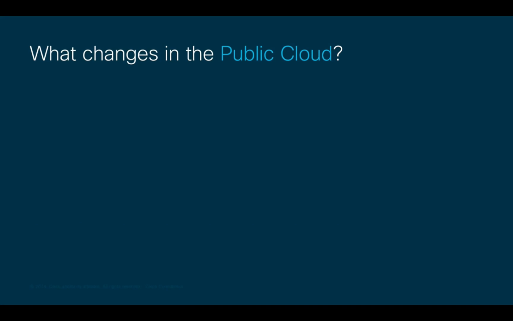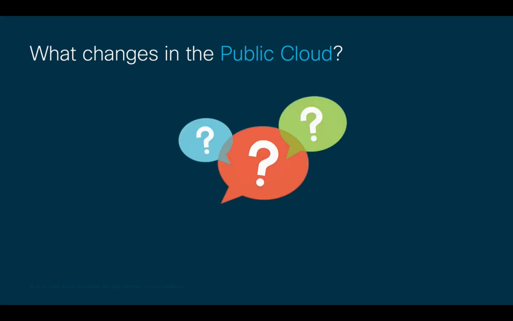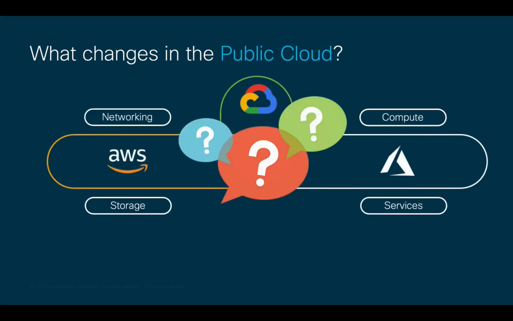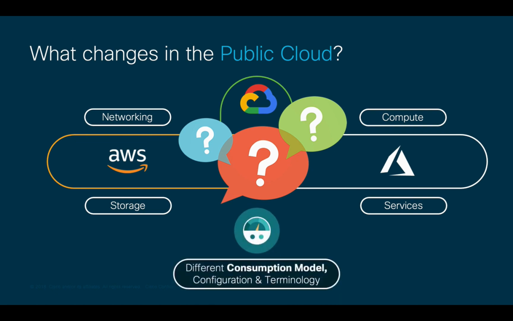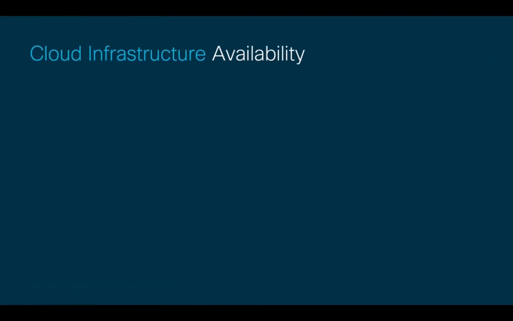With this in mind, let's start by understanding what changes in the public cloud, how it compares to on-premises data centers, and some key terminology you need to understand as a network engineer before we move into Cloud ACI and the reason for its existence. First, let's talk about availability.